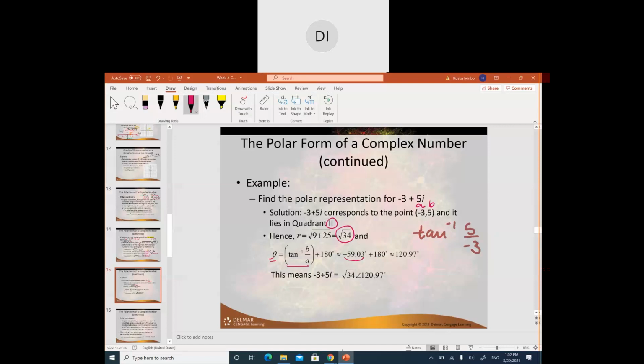And then you're going to add 180. And this is my angle, 120.97 degrees. Okay? What that means is this imaginary number in the rectangular coordinate system is represented with the same point in the polar coordinate system: square root of 34 with angle 120.97 degrees. Okay? So that's how you do rectangular to polar.